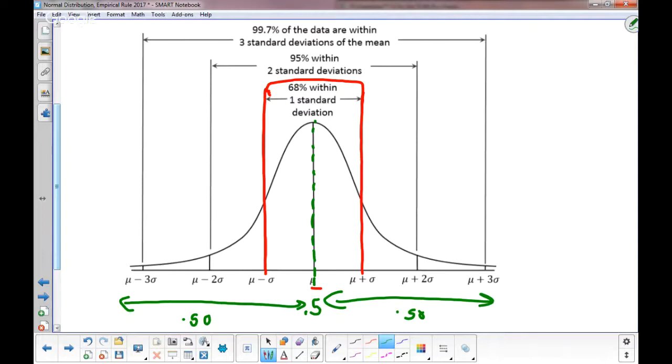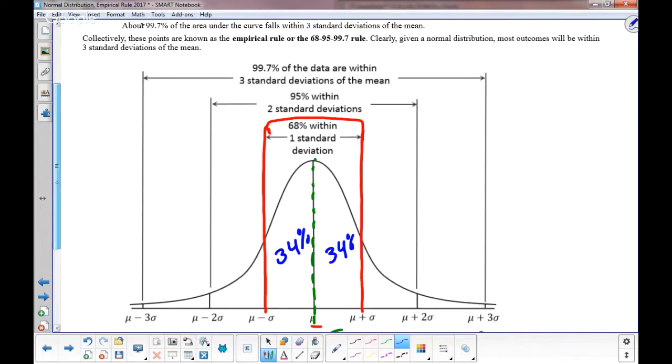So we see in between here, 68%, which means if the mean splits that in half, each of these little areas is 34. Just take 68 divided by 2. Each of these is 34%. This is going to be important, so keep that in mind. You need to write this down if you haven't already started.